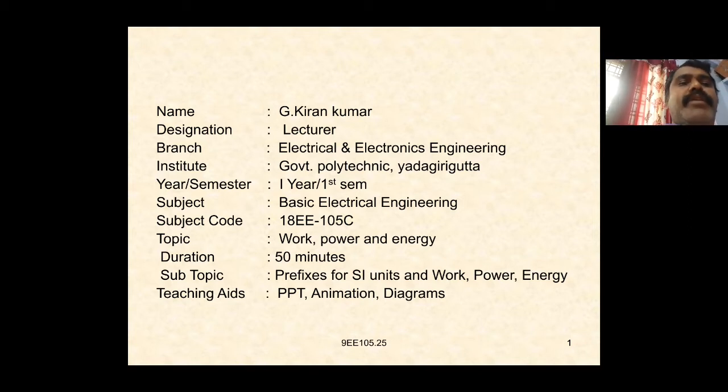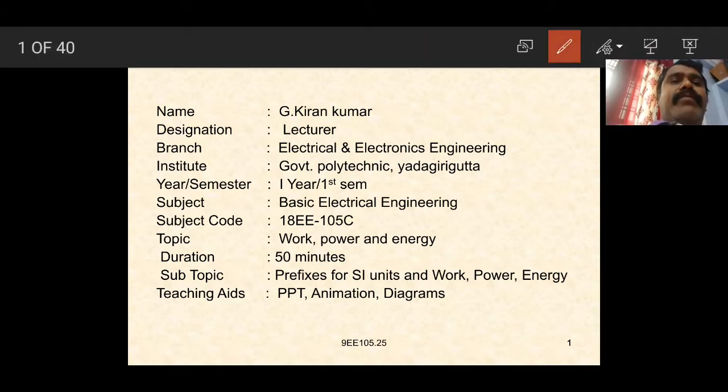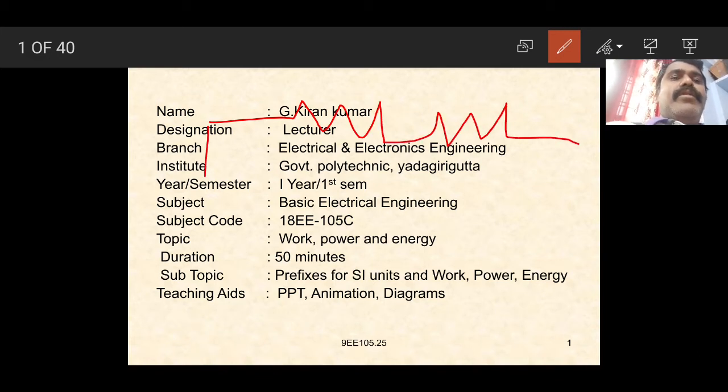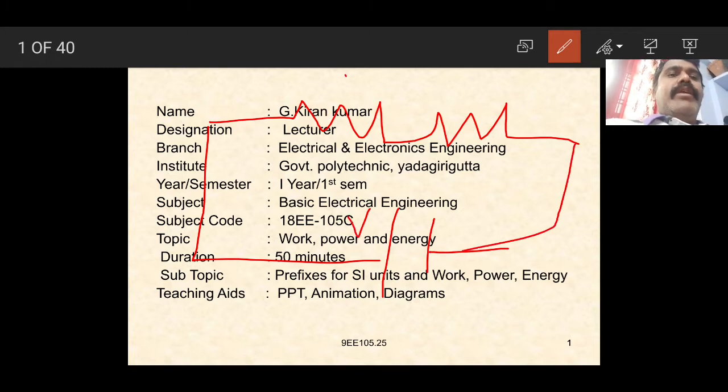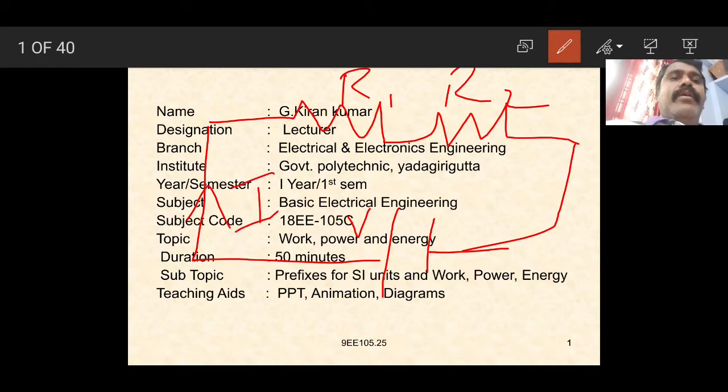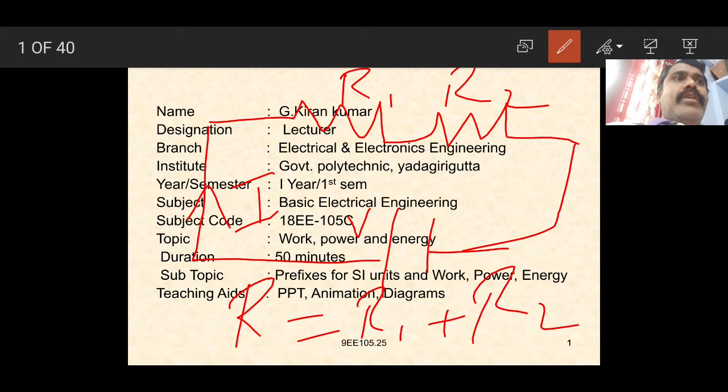Work is said to be done in electrical systems by passing current through a conductor or coil. By applying the voltage, some work can be done. Take an electrical circuit having two resistors R1 and R2 connected in series, and we apply the voltage. The total resistance R is equal to R1 plus R2. So it is an electrical circuit or electrical system.